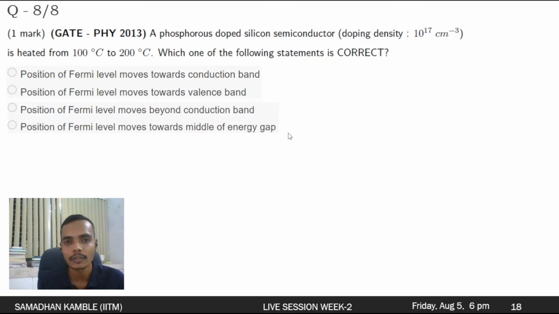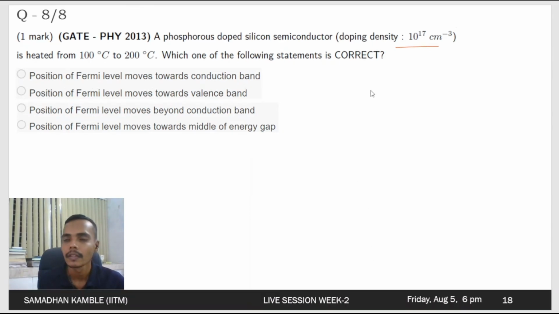A phosphorus doped silicon semiconductor, the doping density is given as 10 to the power 17 per centimeter cube. It is heated from 100 degree centigrade to 200 degree centigrade, which one of the following statements is correct?